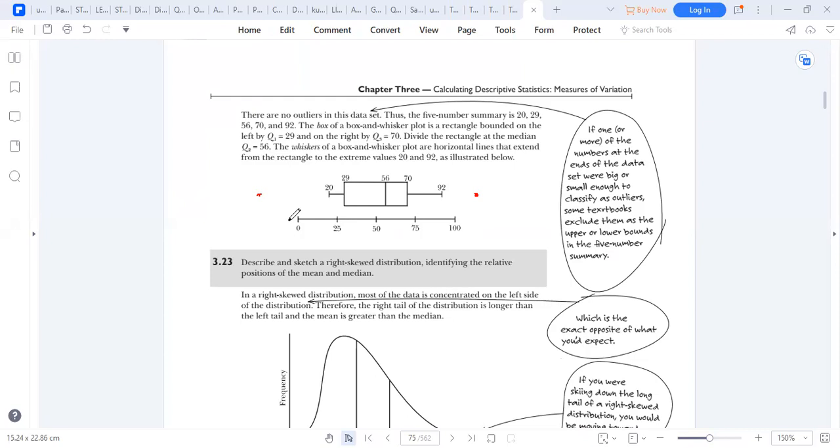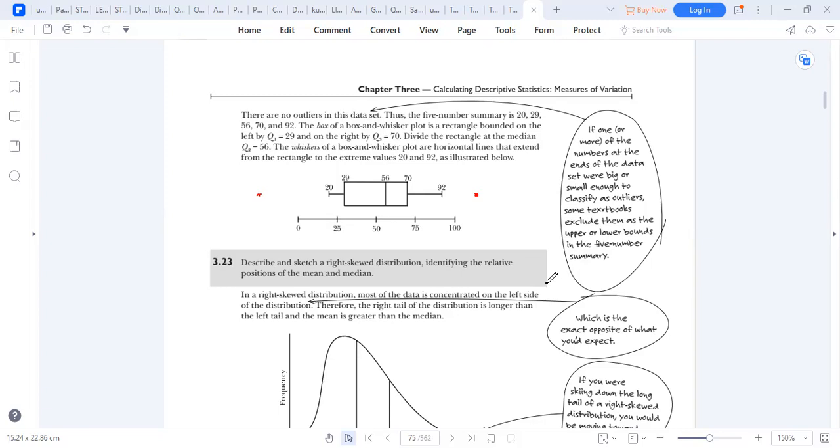Now, describe and sketch the skewness. In this case, can we say it's skewed to the left or skewed to the right? It's skewed to the right.